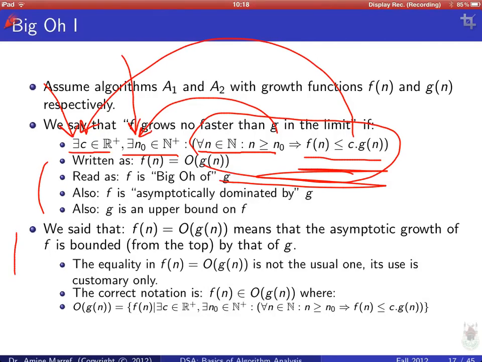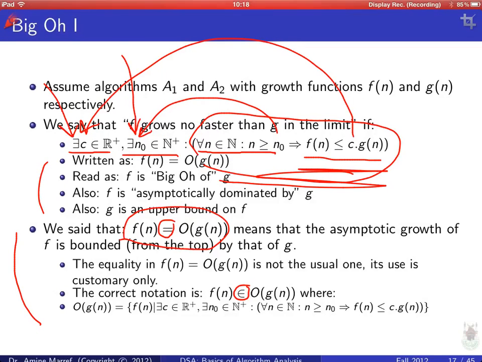So f of n equals big O of g of n. I have just substituted everything. Now, this is just how we start doing the proof. So f of n equals big O of g of n only if this term here is true, this predicate here, which is the one we've seen in the other slide.